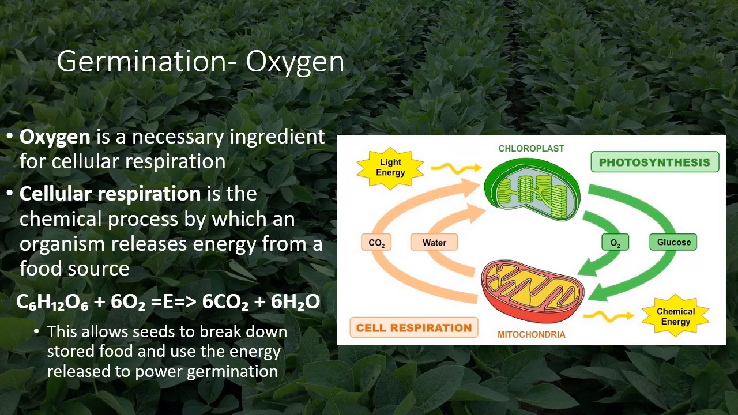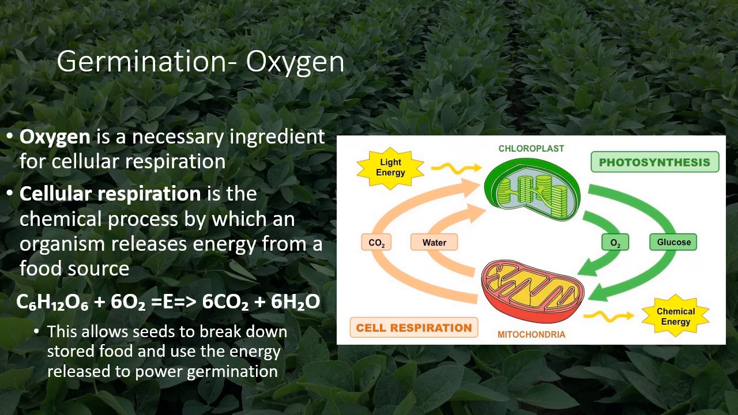A simplified equation of that would be C6H12O6, which is the chemical formula of glucose, plus 6 oxygen molecules, 6O2. We're going to see the release of energy. And then as waste products, we're going to produce 6 molecules of carbon dioxide and 6 molecules of water. And if we turn that reaction around and we add water and carbon dioxide and we put in some light energy in photosynthesis, we're going to produce oxygen as a waste product and glucose or sugar as a product. So photosynthesis and cellular respiration are just reverse chemical processes.